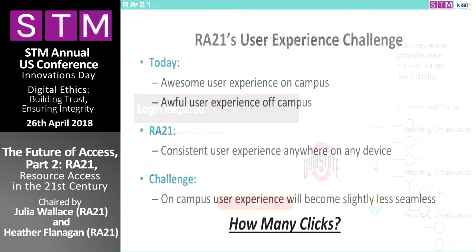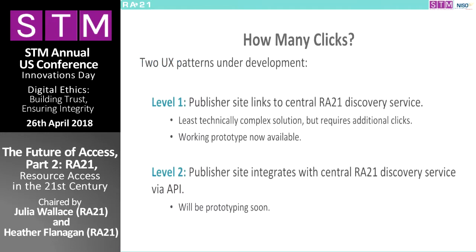So back to specifically our user experience challenge. Today, awesome user experience on campus, awful user experience off campus. RA21 is seeking to make a consistent user experience anywhere on any device. However, that means that on campus will be slightly less seamless than it is today. And every time we say this, whether it's an academic librarian or a corporate librarian or pretty much anybody that we talk to, the question always is, how many clicks? What are you really talking about here? And the answer to that is it depends.